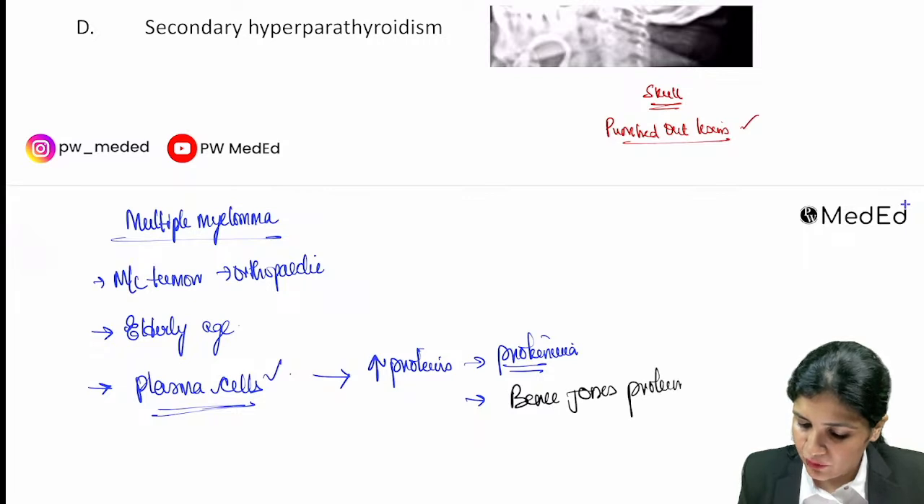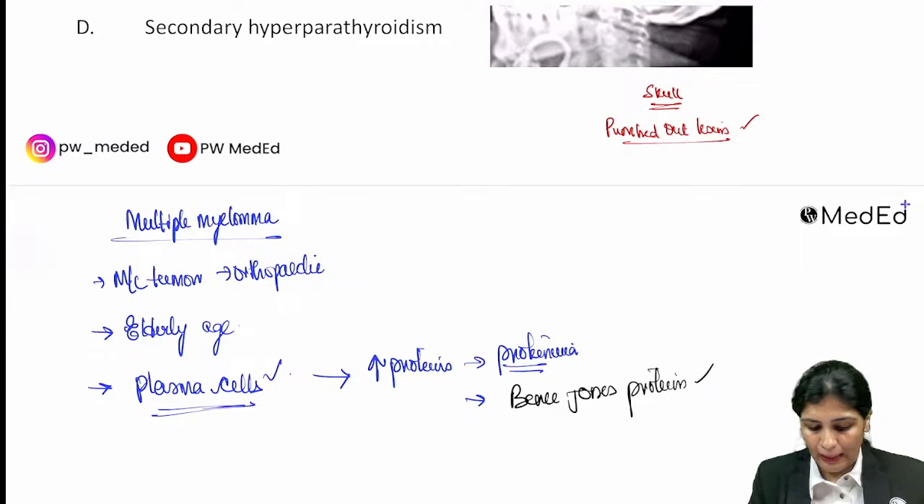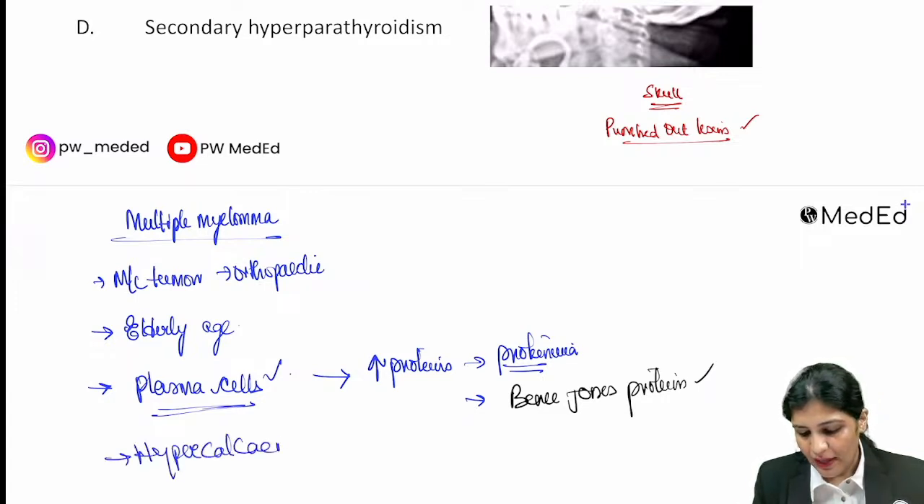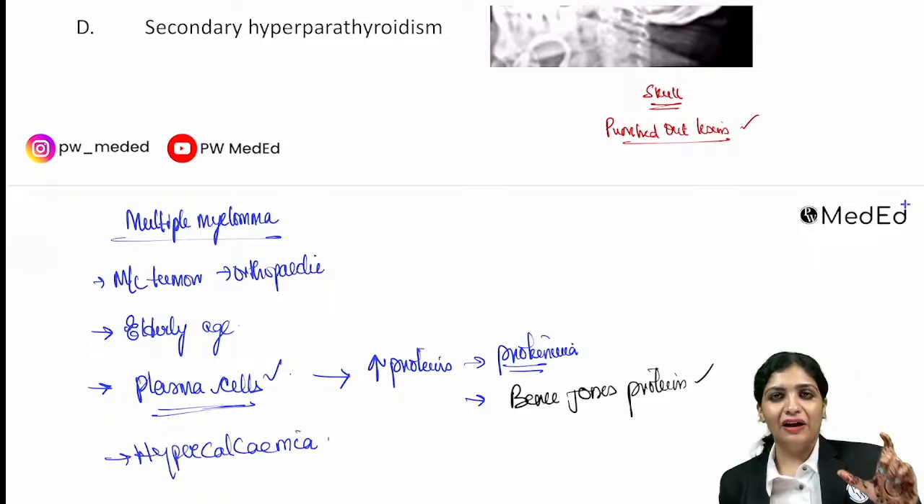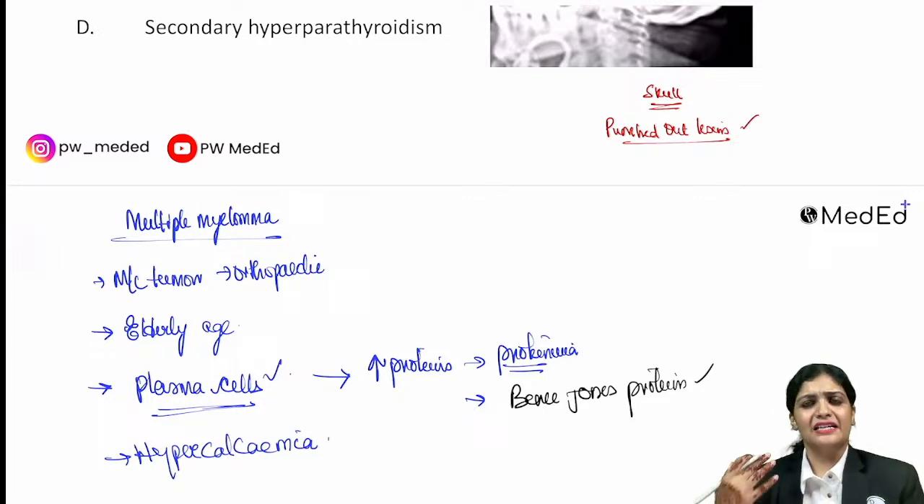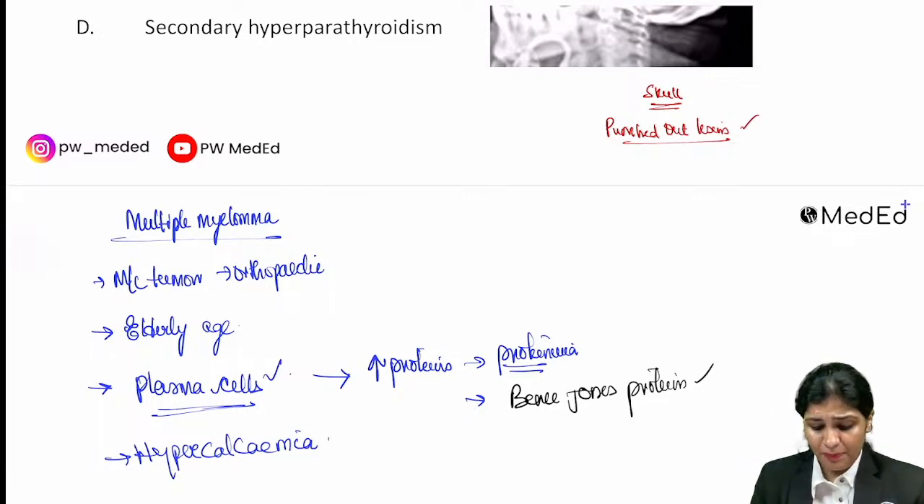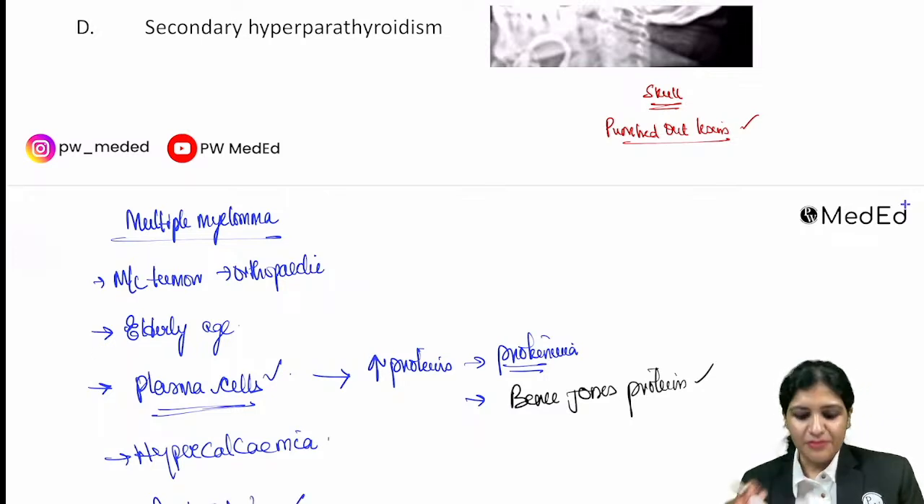And multiple myeloma, because of the bone resorption, is associated with hypercalcemia and pancytopenia, where you see a decrease in the red blood cells. That is why you have your anemia, right? And then you have a decrease in the platelets, a decrease in the WBC, and that is why people are more prone to infections, right? So these are the classical symptoms of multiple myeloma, right?